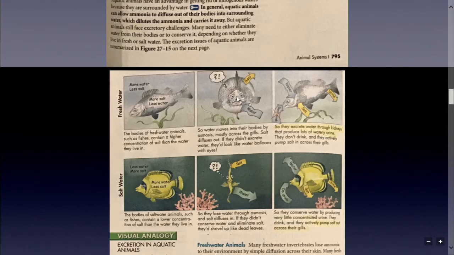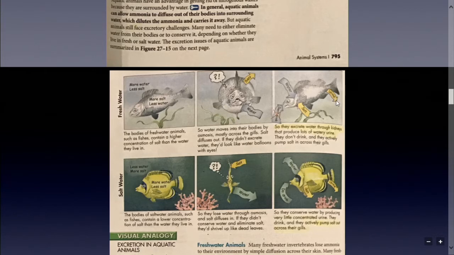And so the way that the fish fights this so that this doesn't happen is it basically needs to get rid of water. And so the way it does it is it urinates a lot. Not a lot of stuff in there.